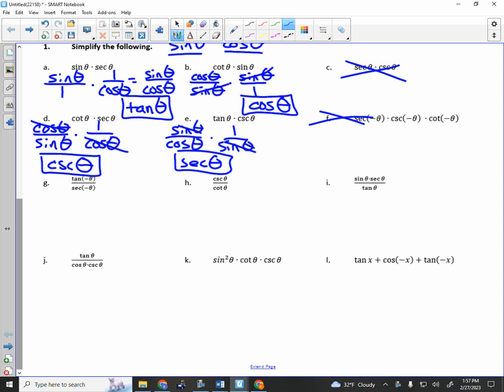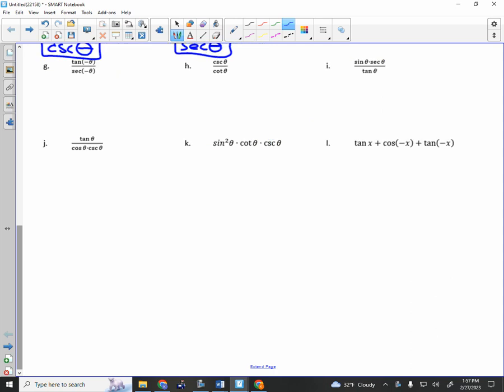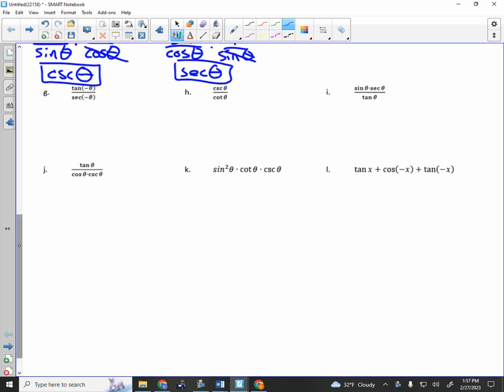We're going to move on to letter G. What's different about G? You have negatives and you have division. Okay? So let's first deal with the negative. What do you do with the negative when it's inside tangent? The negative comes to the outside. Negative tangent of theta. And secant of negative theta, what happens to the negative for secant? It disappears mysteriously. Where did it go? Will we ever get it back?